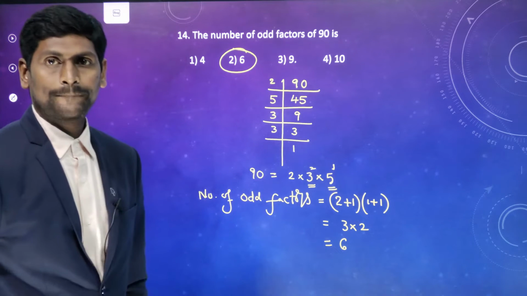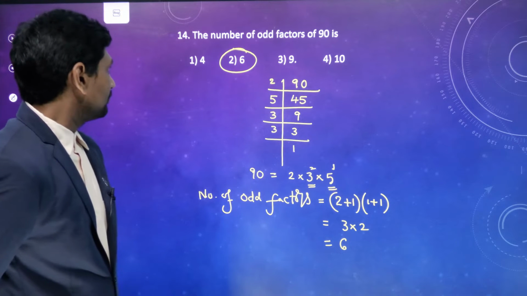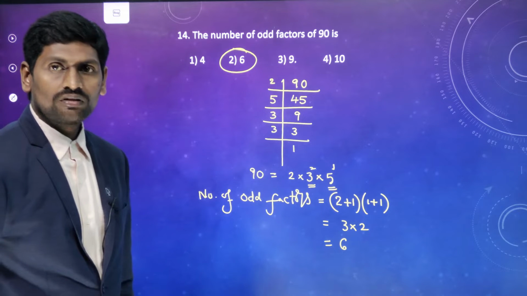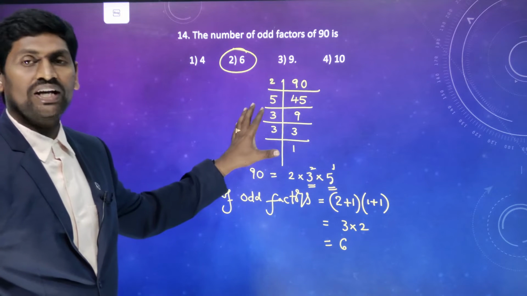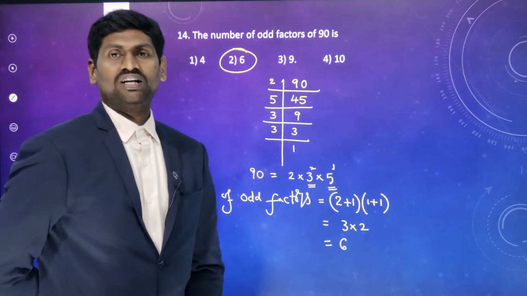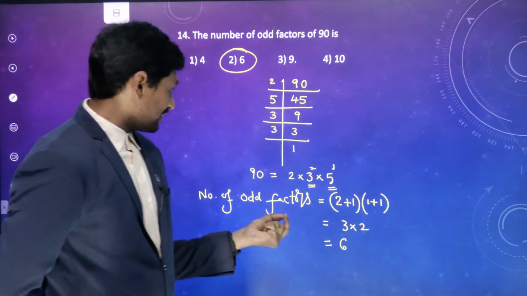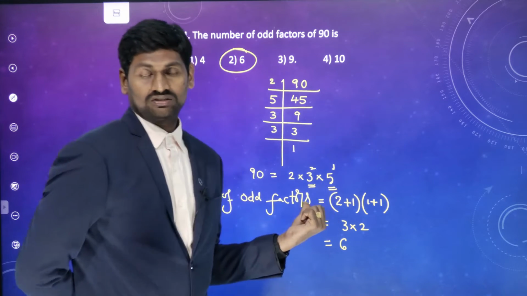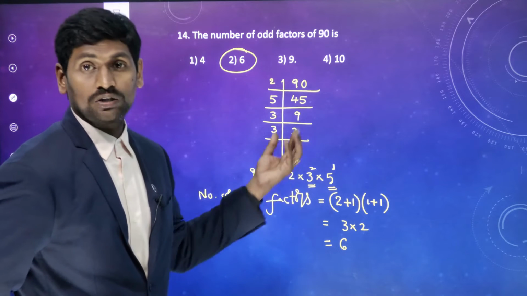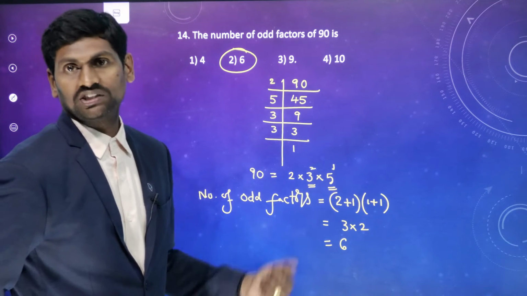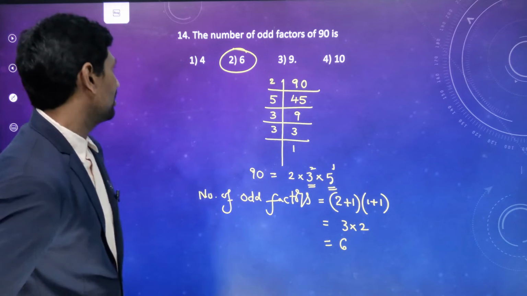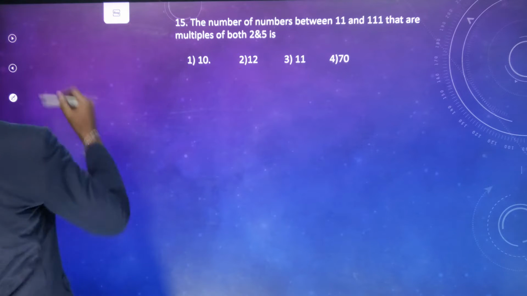Clear, children? We just found the prime factors of a composite number and we are choosing only odd prime numbers and their exponents. Okay. Coming to the next question.